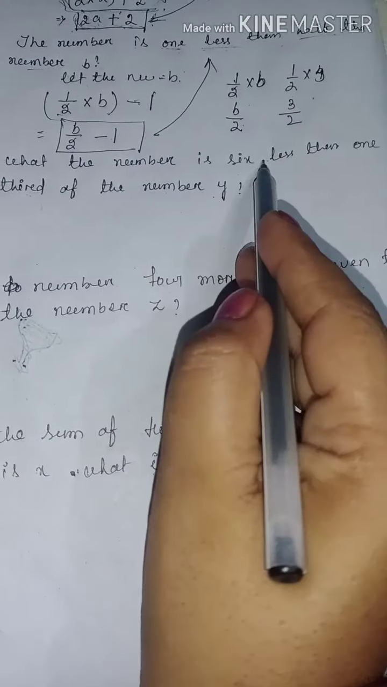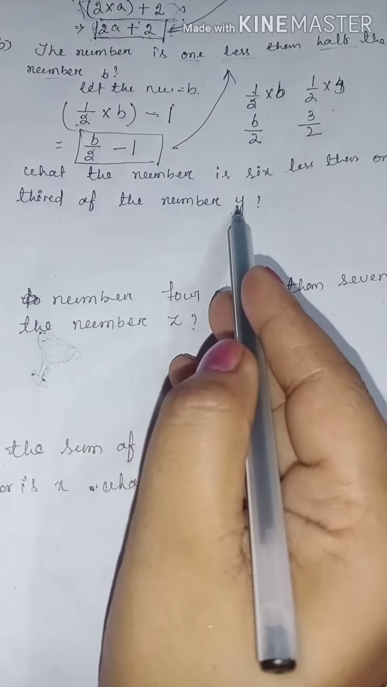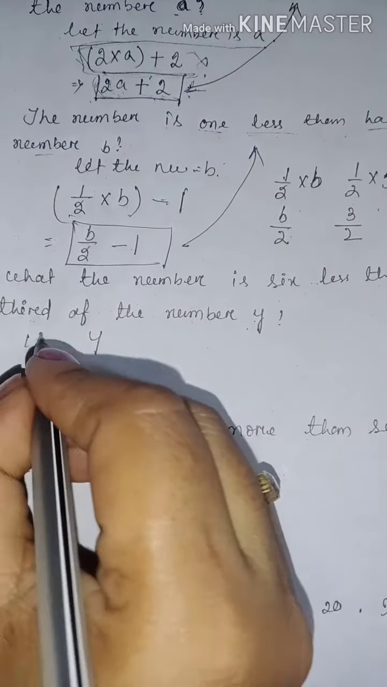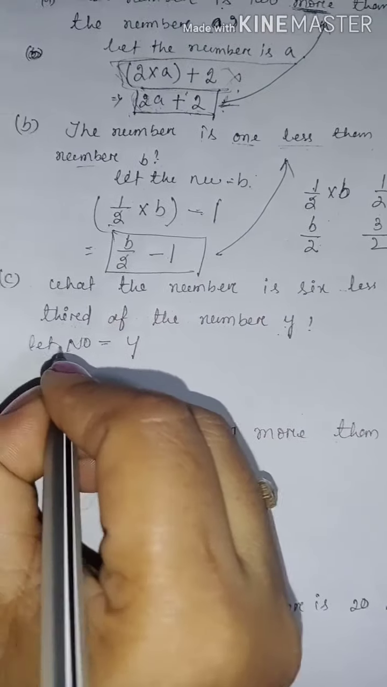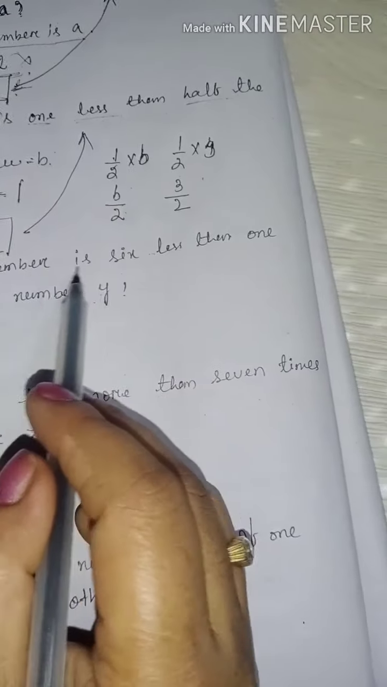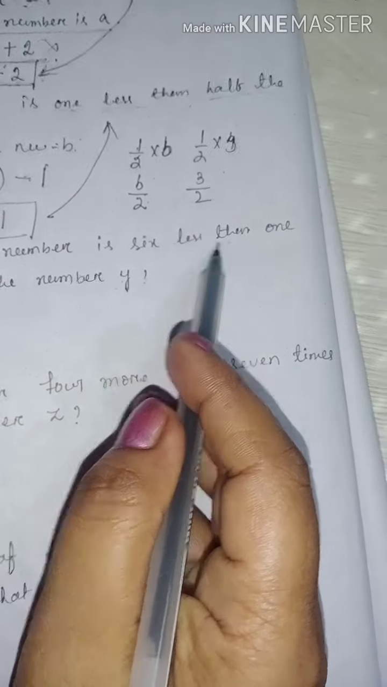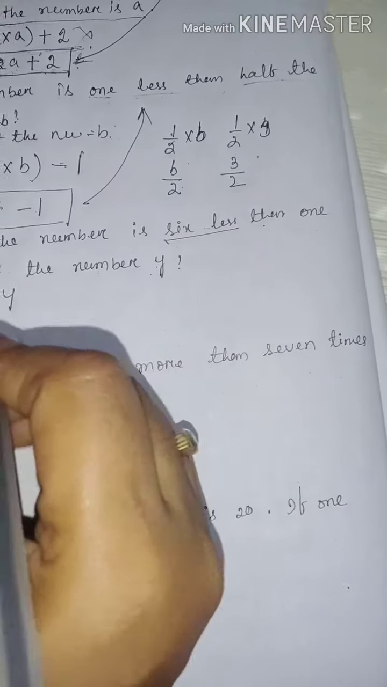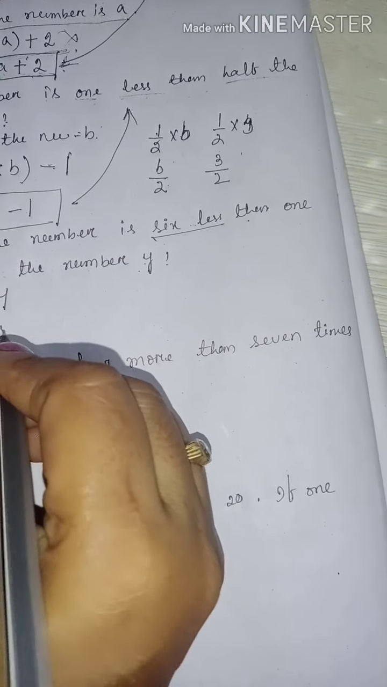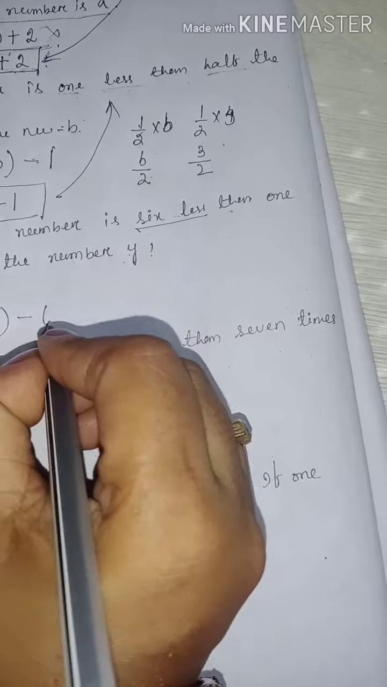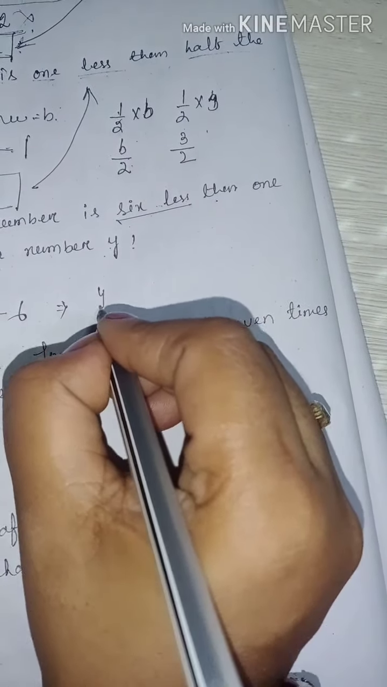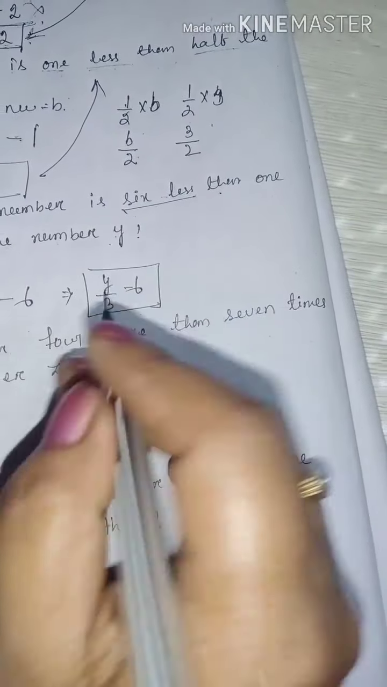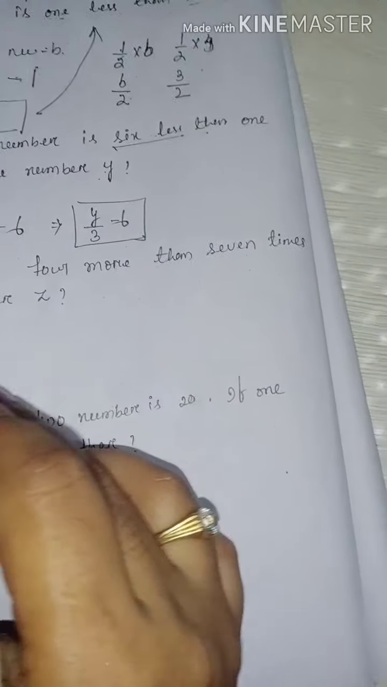What is the number that is 6 less than 1/3 of the number y? Let the number be y. Then 6 less than means minus 6. 1/3 of the number means 1 by 3 into y, minus 6. That is equal to y by 3 minus 6. The answer is this.